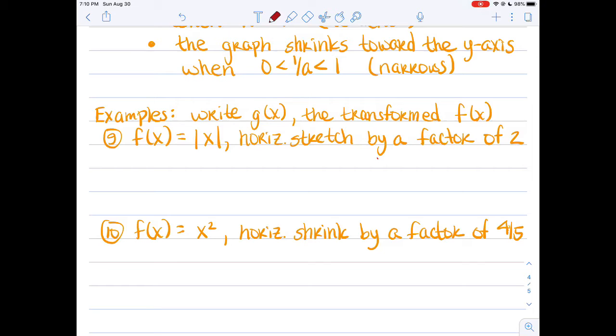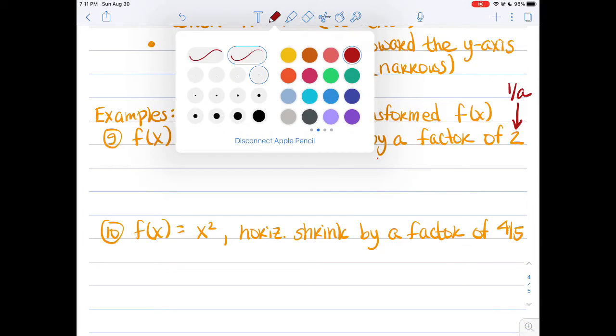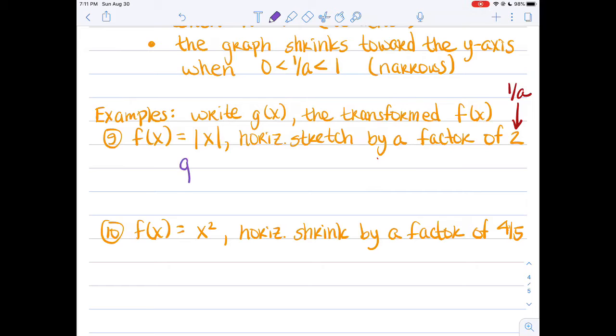We want to write g of x, the transformed f of x. F of x, in this case, we're starting with our absolute value parent function, the absolute value of x, and we want to horizontal stretch by a factor of 2. Remember, if the horizontal stretch is a factor of 2, this is our 1 over a value. All right, so we've got to keep that in mind when we write our rule for g of x.